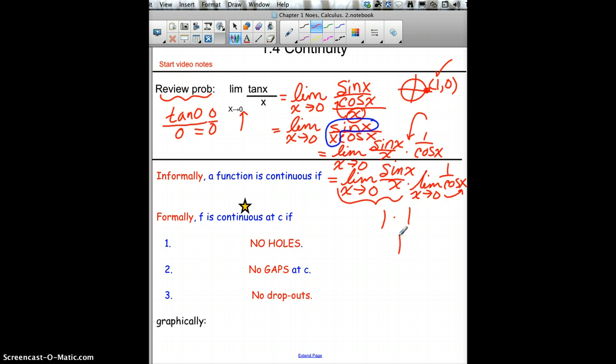Note the process, though. Note the correct notation that I've used. Actually, even that should probably go in some parentheses. So make sure you rewrite the tangent. You maximize the use of sine x over x. Make sure you write the limit of a product as the product of the limits, and then evaluate. So that was just a little review.